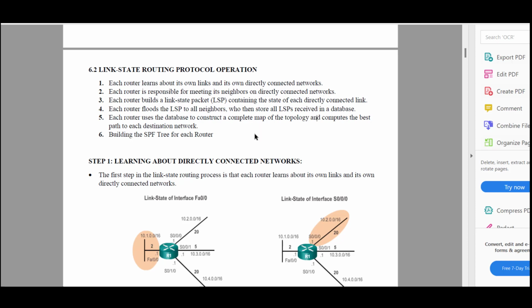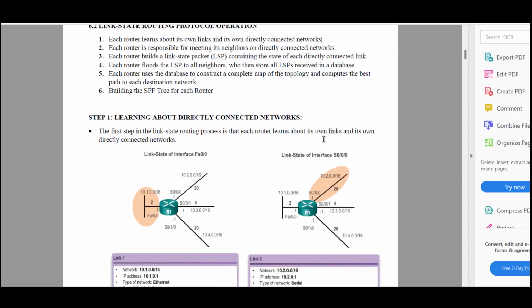The first step is the same. What is that? Learning about its own links. Every router is going to learn about its own links, links meaning the connections, plus its own directly connected networks. This is step number 1.